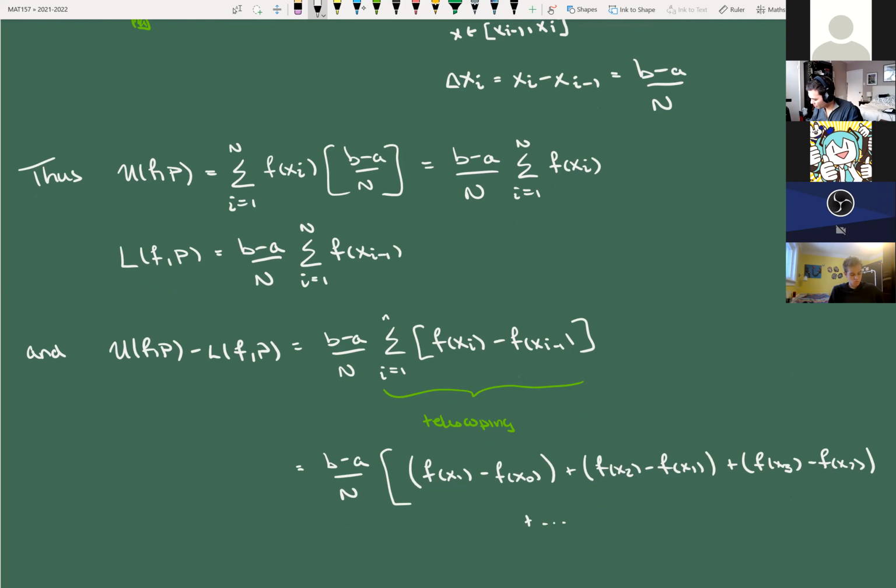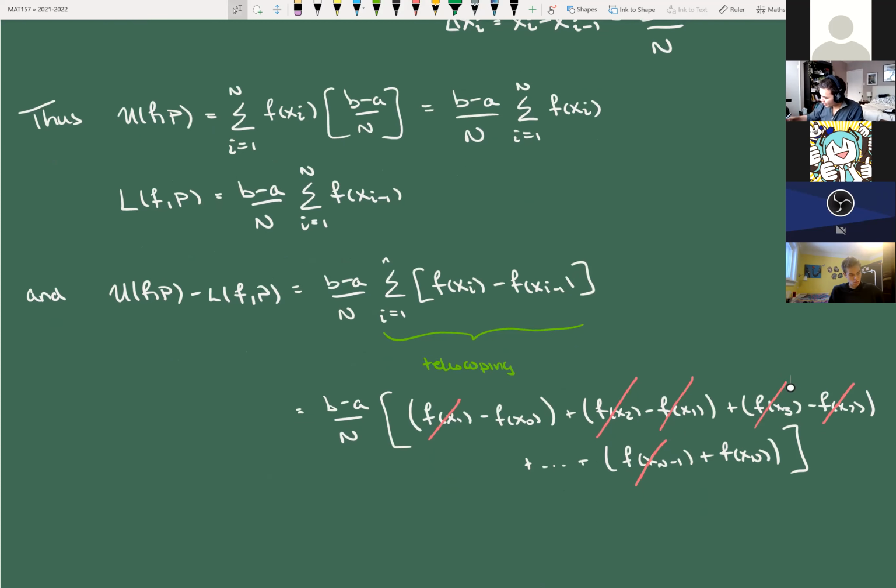Right, plus dot, dot, dot, plus. That should be capital N. And yeah, see, here's this cancellation. The f(x1) here is going to cancel the f(x1) here. f(x2) cancels this f(x2). I didn't write down the next f(x3), but it's there. It'll cancel out. And everything cancels out so that the only thing which survives is f of x_N, negative f of x naught, right? That's the red. This is the red thing right here.